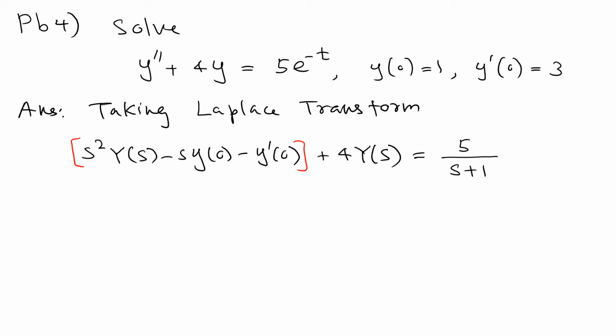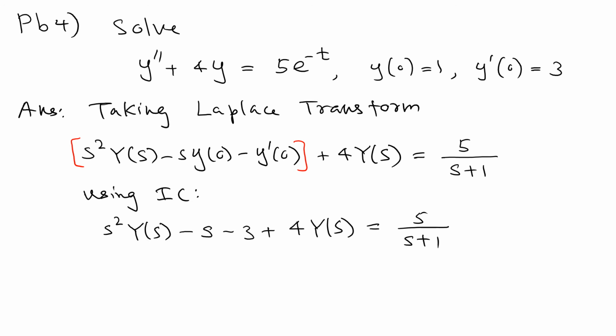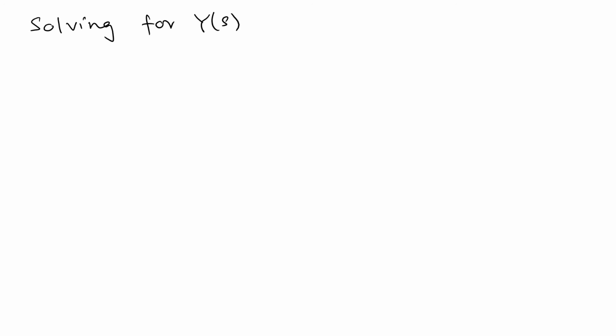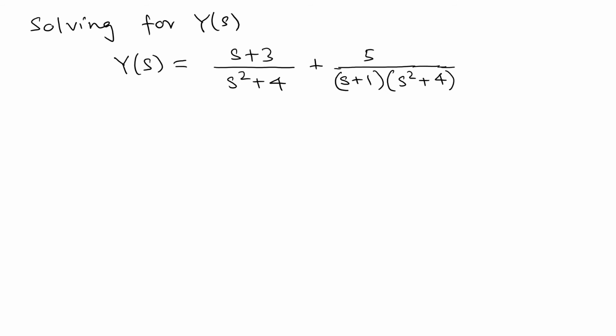Next, we use initial conditions. Then you can take all the y terms to one side and move everything else to the other side like this. Next, we solve for Y(s), that's the standard procedure. So we divide both sides by s squared plus 4 and write it like this. Normally, when we get something like that, we simplify the right-hand side before we divide. But this time we don't want to do that.